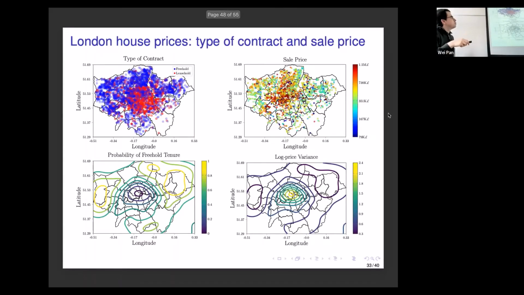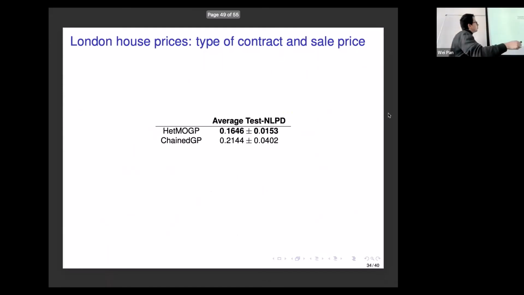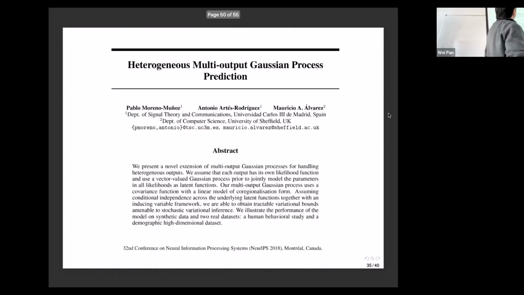Okay, this is another example where we're looking at a spatial data set of London house prices, and the 2 variables that we were modeling were the type of contract, which is a binary variable, and the sale price. And then these are the predictions that we make with our model. So this one is the probability of freehold, the type of contract, and then this is the log price, and the variance of the log price. Also, again, compared to this chained model, we see that we do better. Right, so if you want more details, this is a paper we published some years ago.